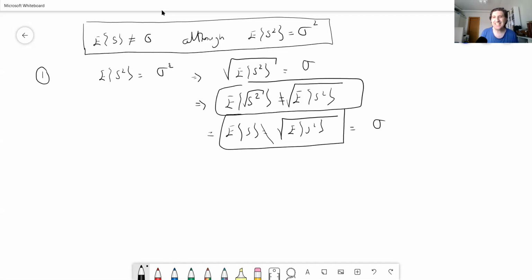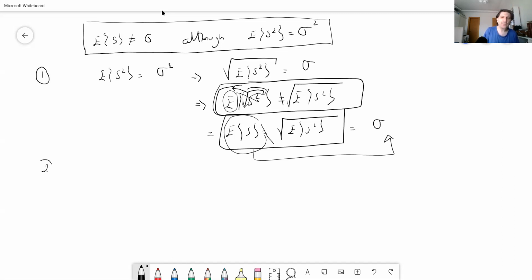Why? This square root is a nonlinear operation. And since this is a nonlinear operation, you cannot change the location of the expected value and the square root operation. Note that it's going to be just square root is out, expected value is in. We make this assumption here for this relation to hold, right? So expected value of S to be equal to sigma. This is simply a very simple mathematical indicator that this is not going to be the case.